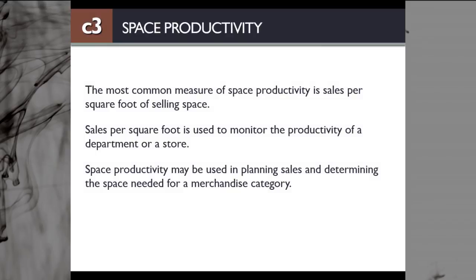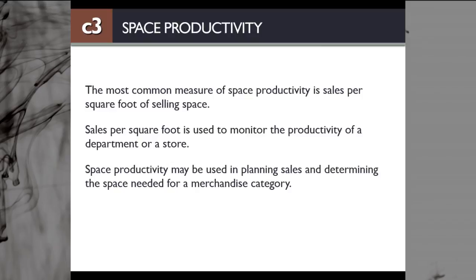The most common measure of space productivity is sales per square foot of selling space. You want to know how much sales you made based on the size of the store, based on these square feet. Then you can make a plan for next year. Sales per square foot is used to monitor the productivity of a department or a store, because depending on the different stores in different places, you want to monitor this productivity.